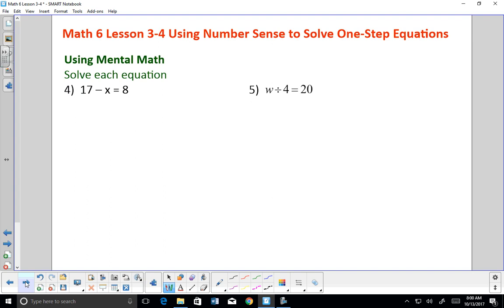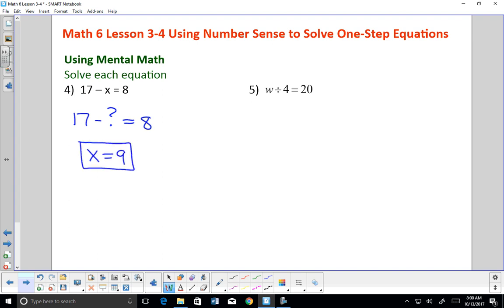My brain says, gee, 17 minus what number is going to give me 8? And then I think for a minute and I go, well, 8 plus 8 is 16, so 8 plus 9 must be 17. So I'm like, oh, 17 minus 9 gives me 8. Therefore, here, x has to equal 9. All I did was think mentally.